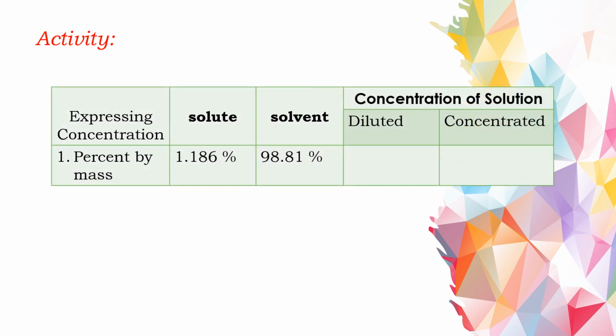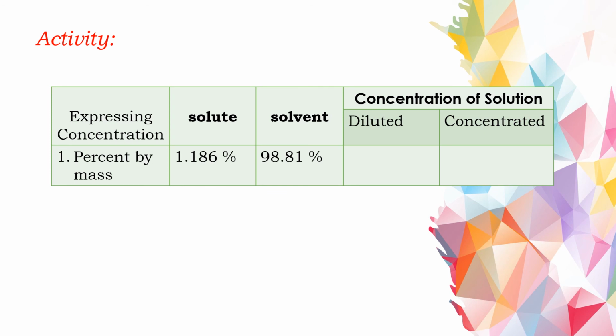Okay, so let us try an activity. So we have here the percent by mass, yung ginawa natin kanina, sum up natin dito. So, expressing concentration, unang ginawa po natin kanina is percent by mass. Kinalculate natin yung percent by mass of a solute and a solvent. So, as you can see, the value of the solute dun po sa unang ginawa nating activity is 1.186% yung solute, while the solvent is 98.81%.